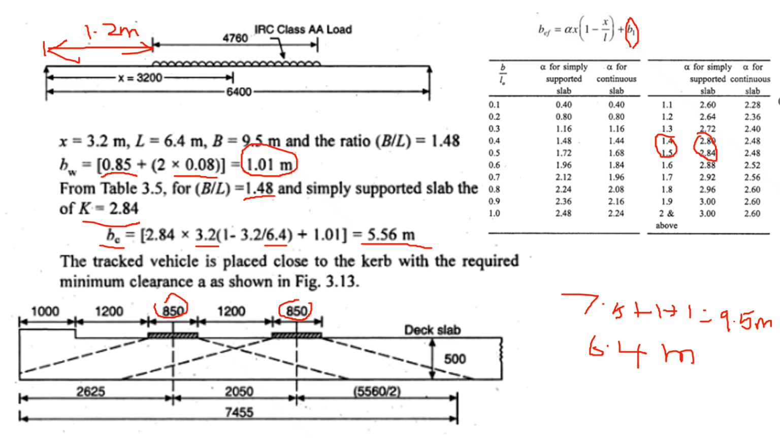350 kilonewton each. The width of the tire is 850. The spacing between the tires is 1200 mm, and the minimum clearance provided is 1.2 meter, and 1 meter is the width of the carriageway, and this is the width of the pedestrian walk.